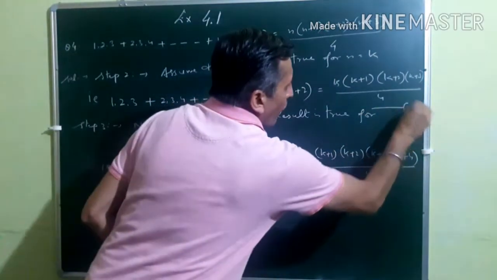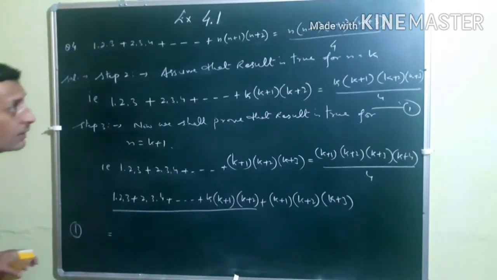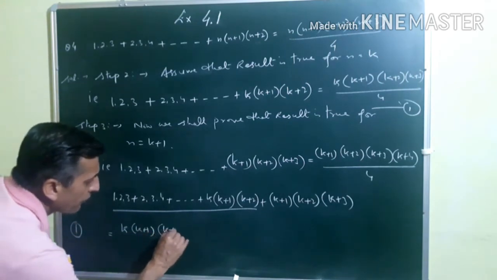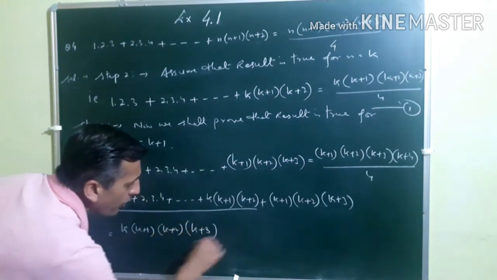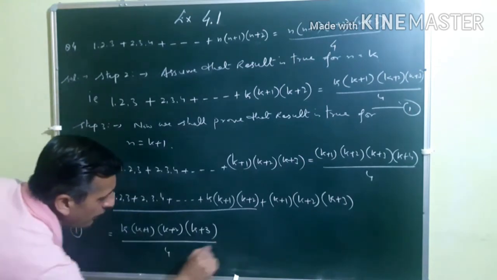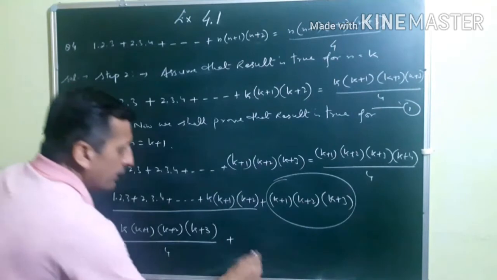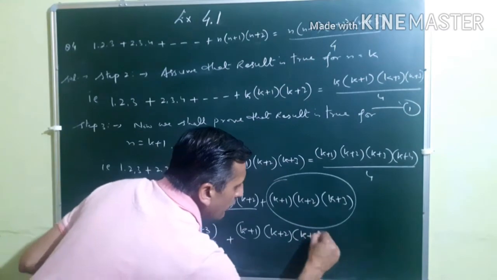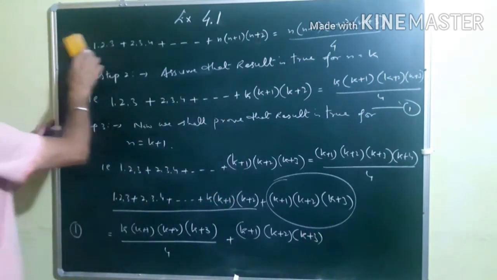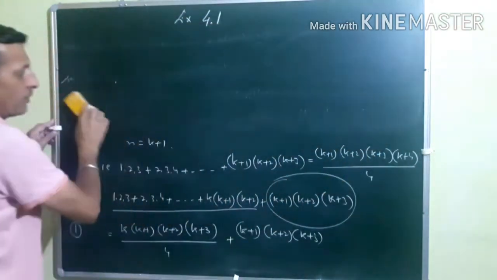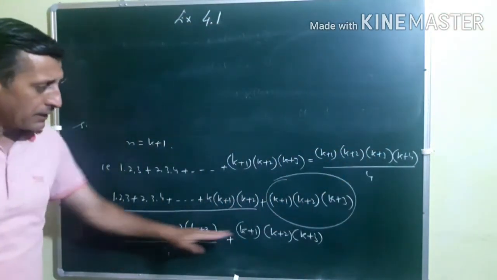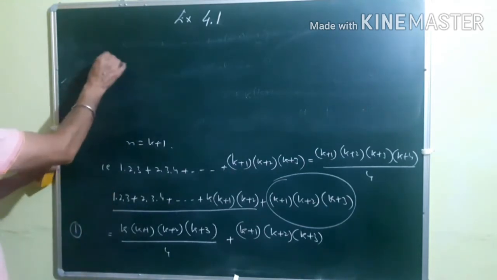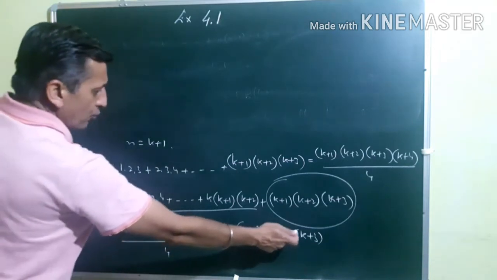So I'm going to write this value. I'm going to use this number 1. So number 1 implies k into k plus 1, k plus 2 and k plus 3, whole upon 4, plus the rest of the term, that is k plus 1, k plus 2, k plus 3. That would be the same. As I told you, the easiest way to solve this is to take the maximum number of terms as a common factor, which makes your calculation easy. So in this case you can take k plus 1, k plus 2, k plus 3 as a common factor.